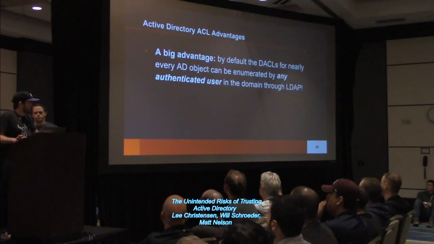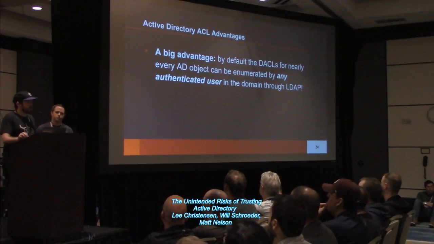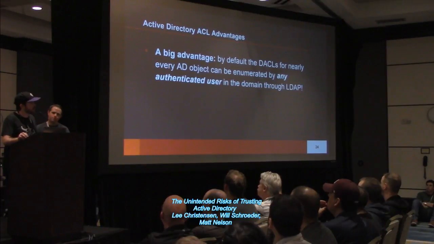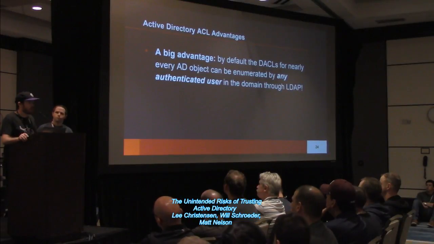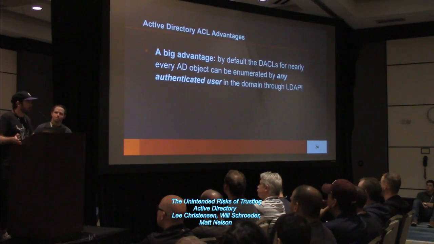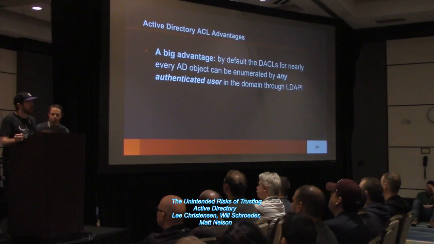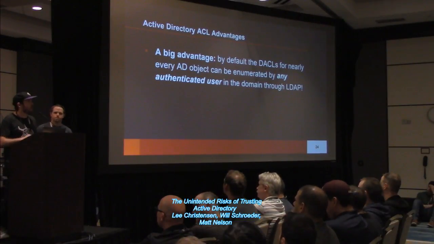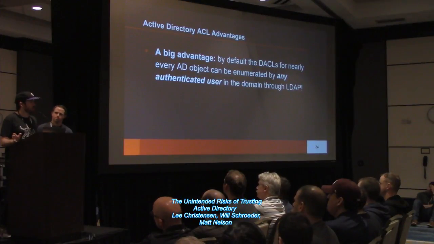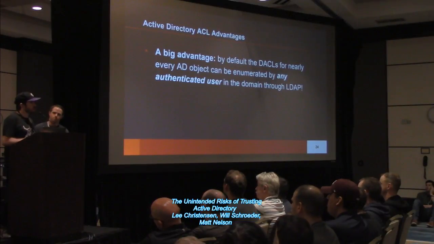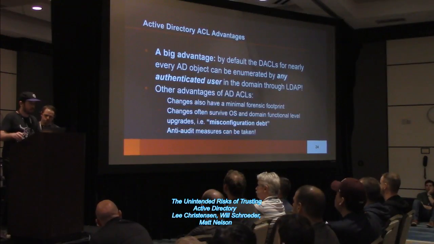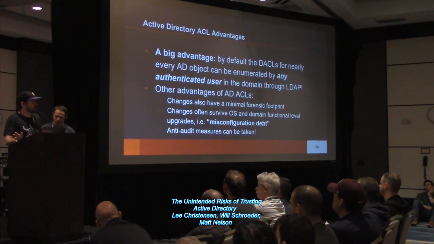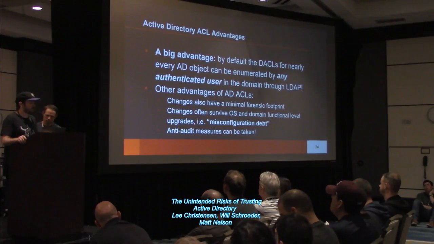One really big advantage with Active Directory is that by default, the DACLs for almost every single object in Active Directory, users, groups, subnets, OUs, almost everything, can be enumerated by any domain authenticated user through LDAP. So you do not have to be privileged in the domain to pull all of the security descriptor information for almost every object in Active Directory. This is actually something that's been integrated into the BloodHound project, where you can start to map these permissions at scale.